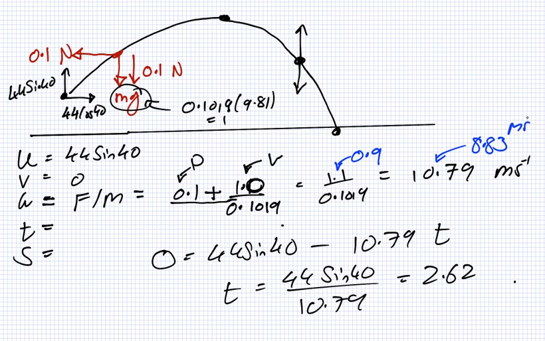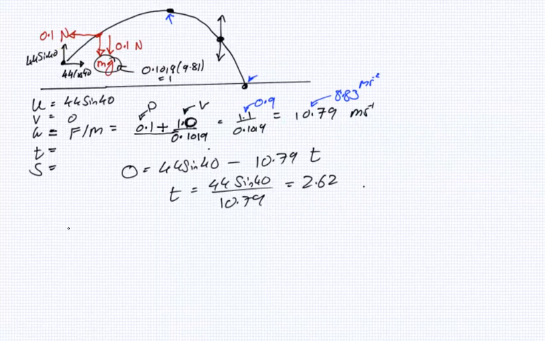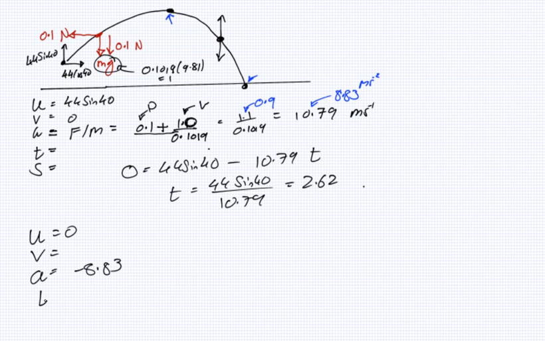Okay, now that we have that, we can get the time to go from the maximum down to here. Let's write down the information. So U, again looking vertically, is 0. V we don't know. A is minus 8.83. T is what we want, and S we don't know, although we could work S out. It will be 0.9 plus whatever the height was from the previous part.